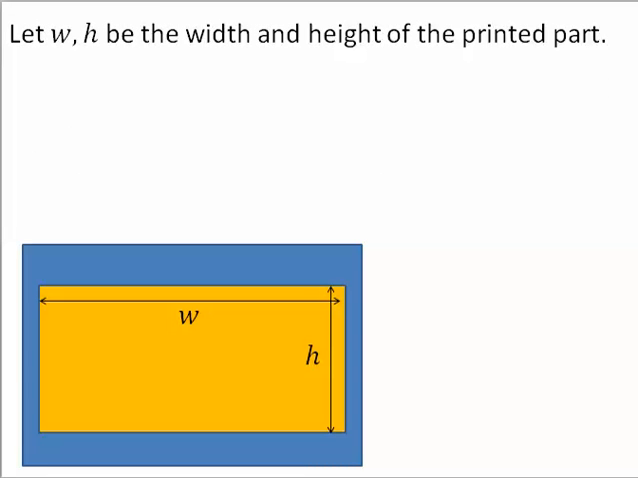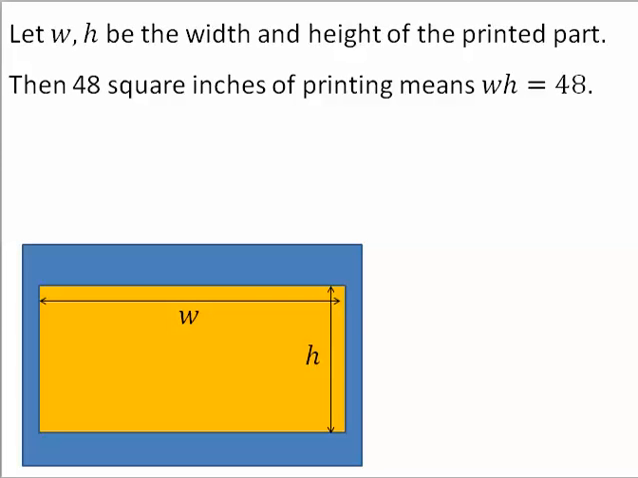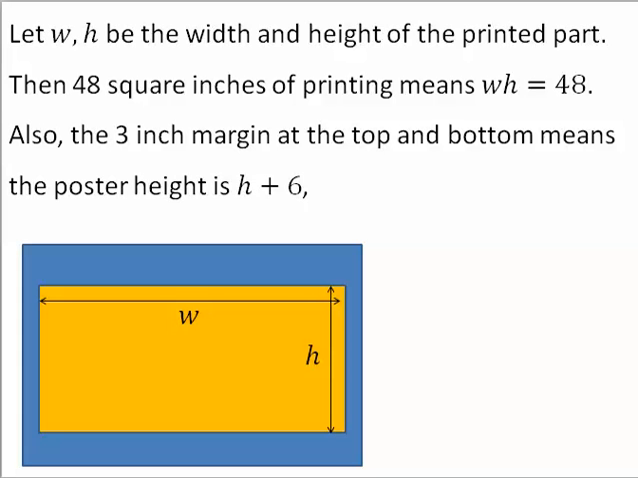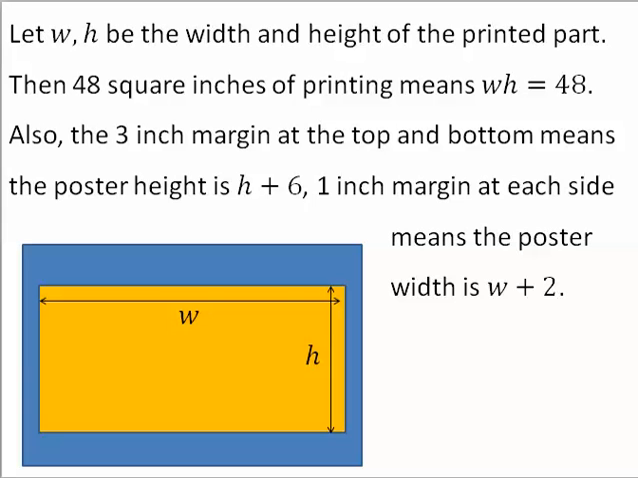Let W be the width of the printed part. Let H be the height of the printed part. Then 48 square inches of printing means that W times H is equal to 48. Also, the 3-inch margin at the top and the bottom means that the poster height is H plus 6. The 1-inch margin at each side means the poster width is W plus 2.